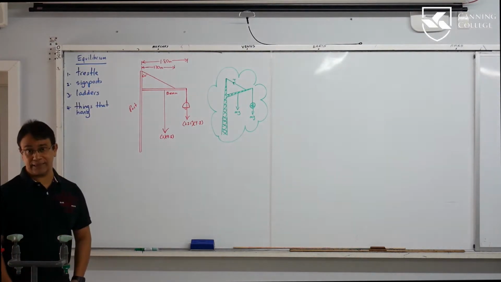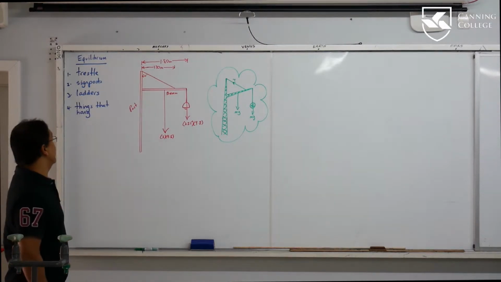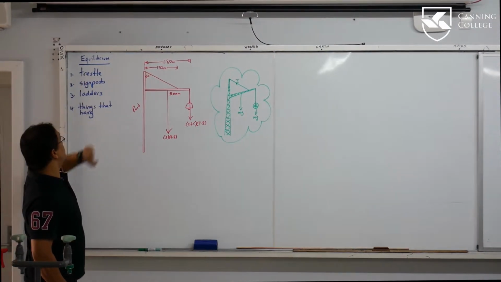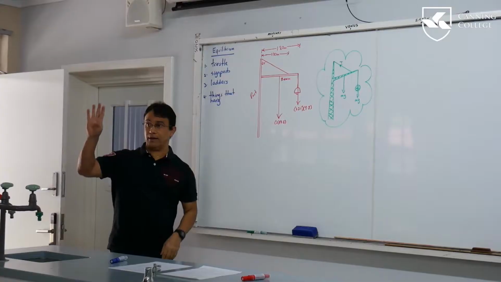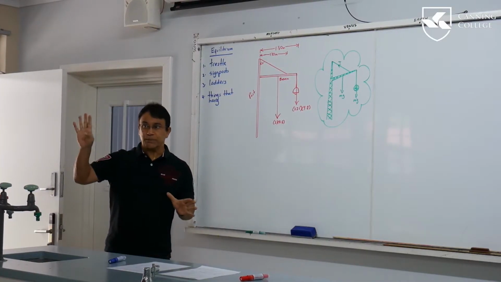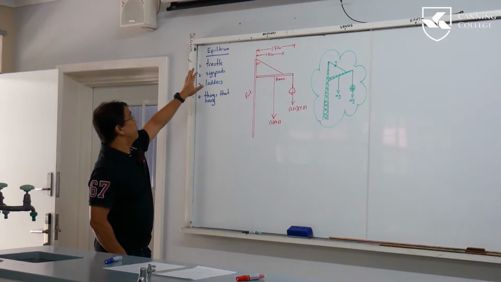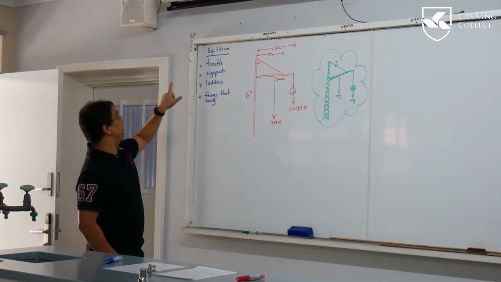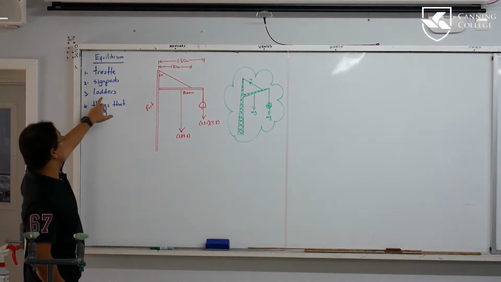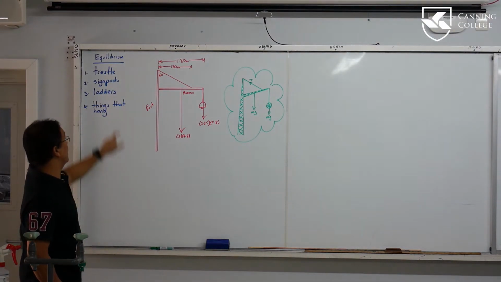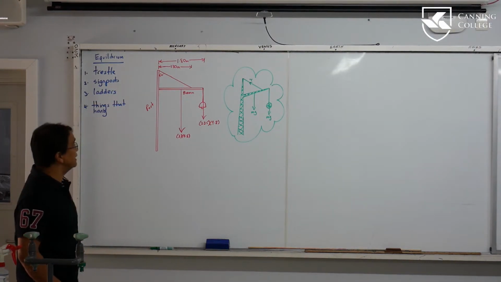If you remember in the last video, we talked about trestles, and I said to you that in this section of the course, the part that relates to equilibrium, there are generally speaking four types of questions that you could get. There are trestle questions, signpost questions, ladder questions, and things that hang. Today we're going to deal with signpost questions.